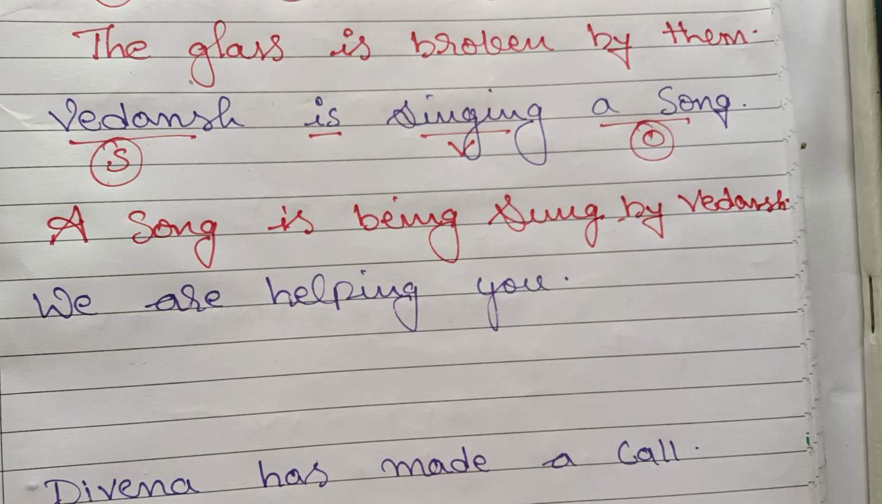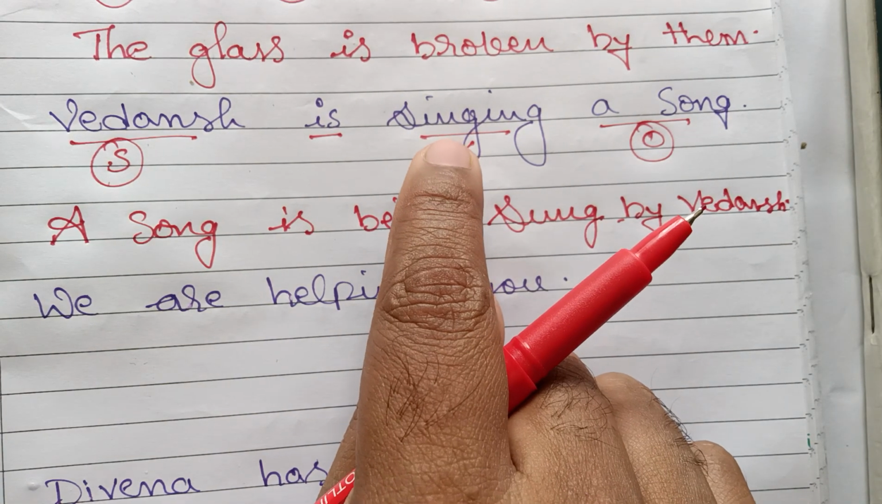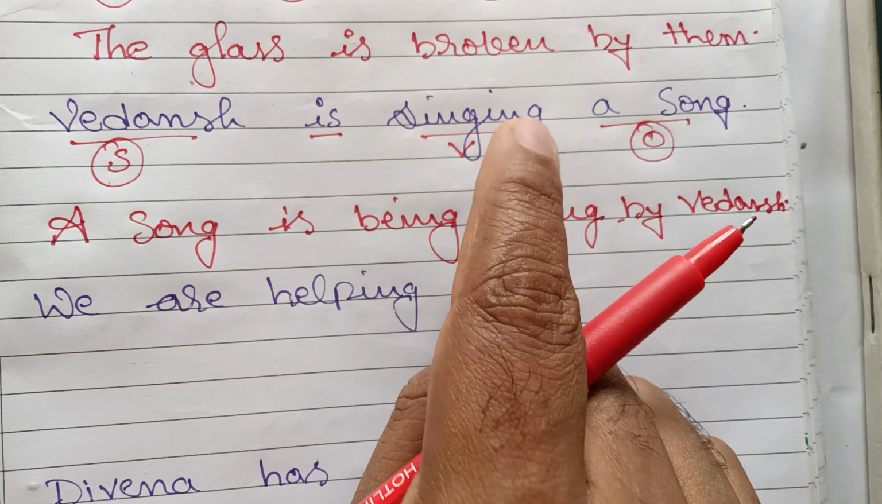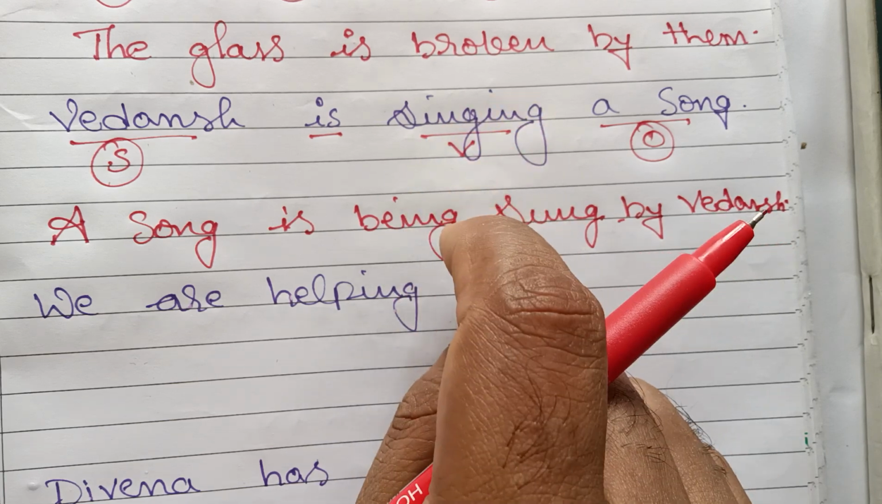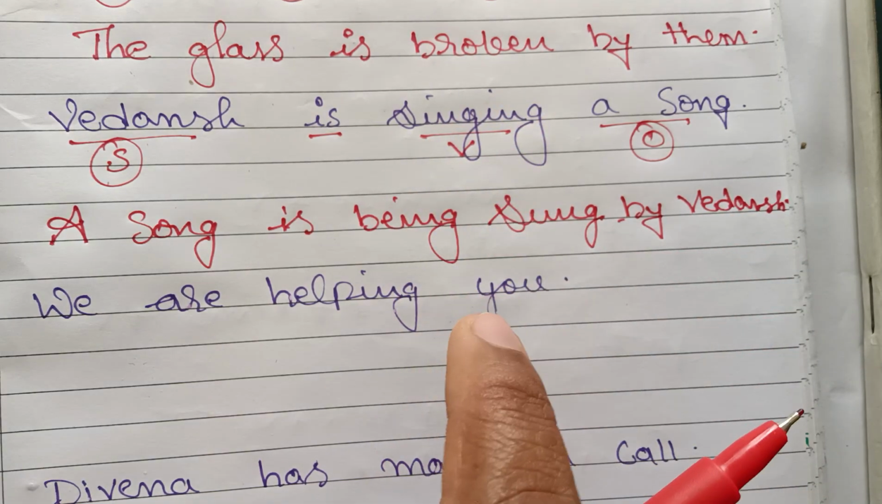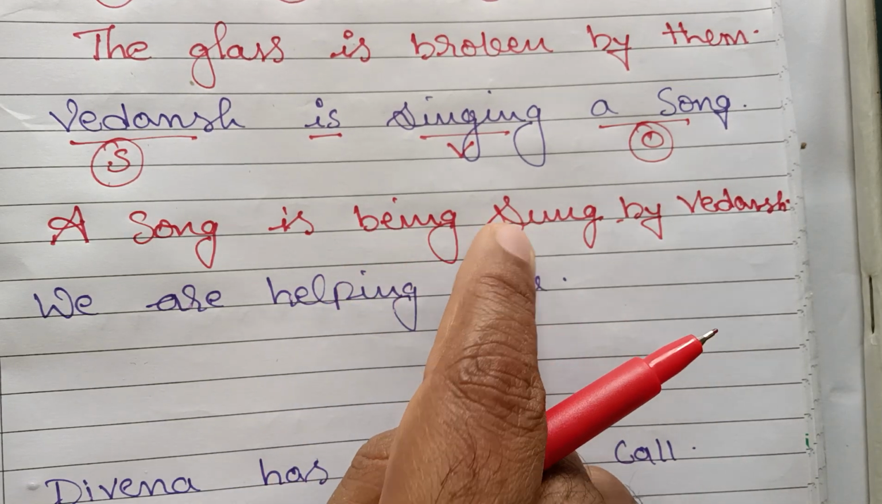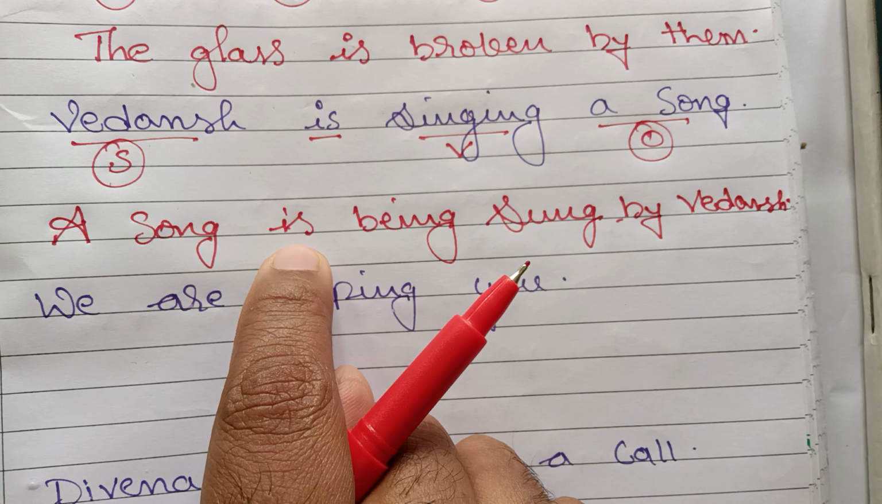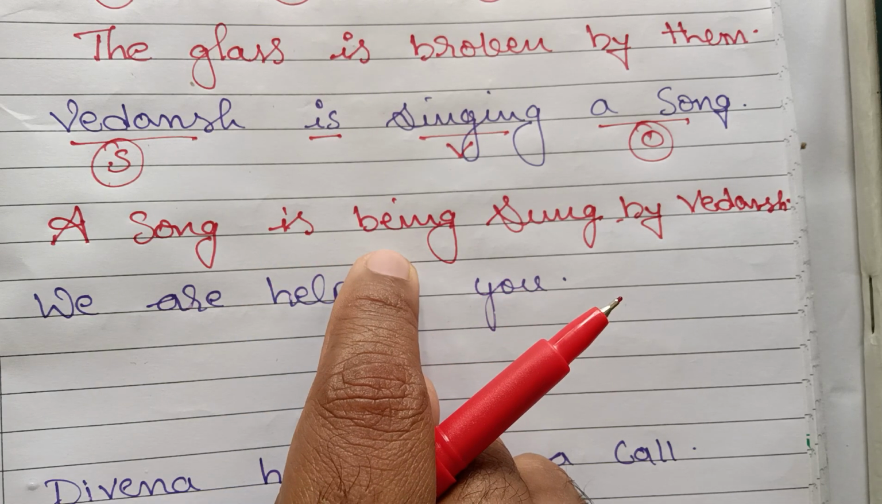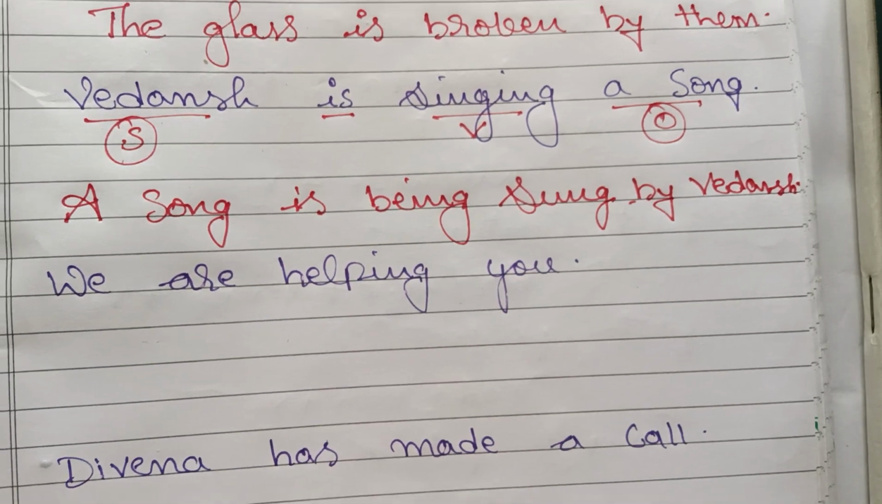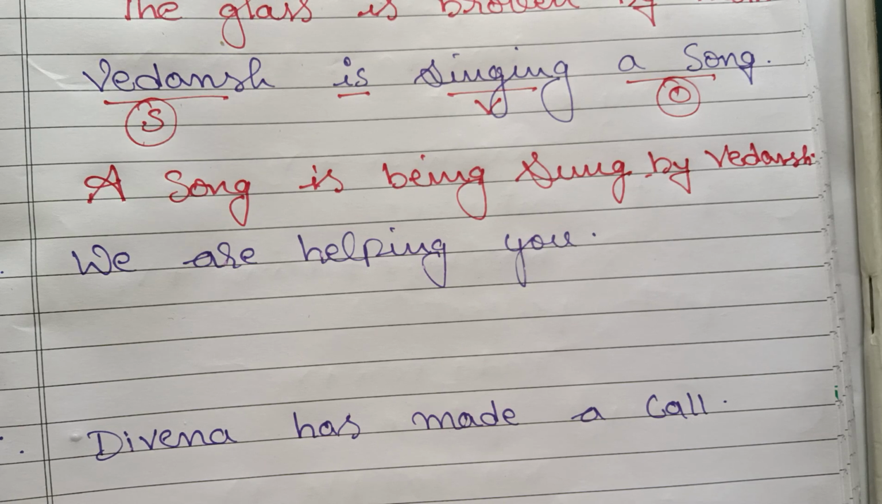Very good. Remember only one thing. Whenever the verb will end with ing form, singing, playing, dancing, writing, shouting, then use being before the main verb and after the auxiliary or helping verb. Remember this trick. See the next sentence, the fourth one.